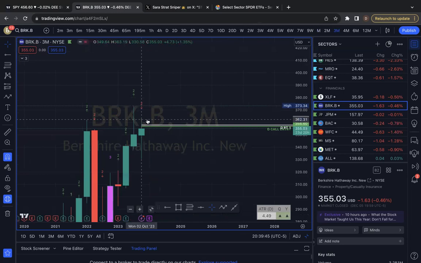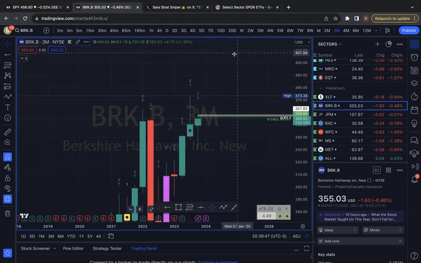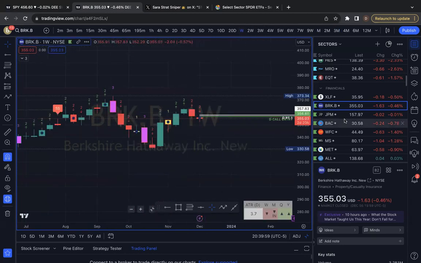So the quarter is green. This could be bullish. So we have a 2 down on the quarter, but they bought it back up, which is a bullish signal.